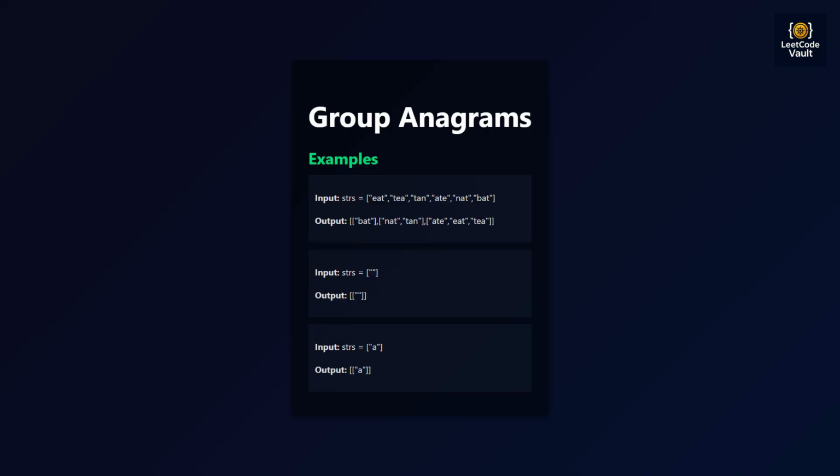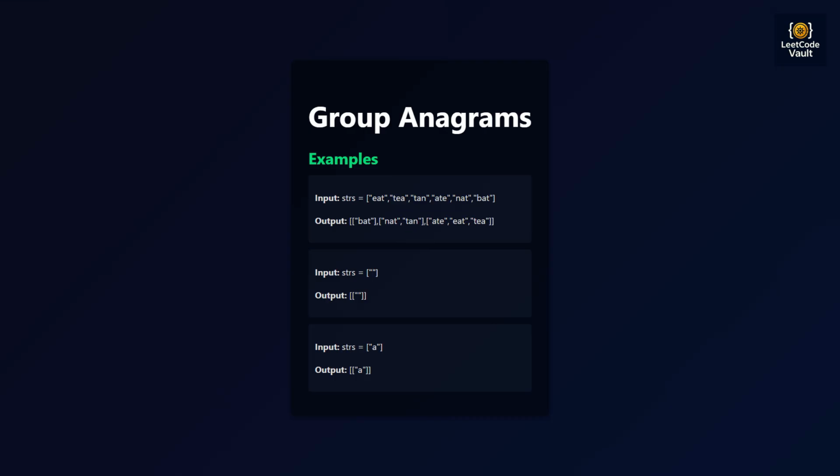Understanding with examples. Let's look at some examples to solidify our understanding. Suppose we have an input array: eat, tea, tan, ate, gnat, bat. Now eat, tea, and ate are anagrams because they use the same letters. Similarly, tan and gnat are anagrams. Bat stands alone as it has no anagrams in this set. Our desired output would be a list like this: [[eat, tea, ate], [tan, gnat], [bat]]. See how each inner list contains only anagrams?